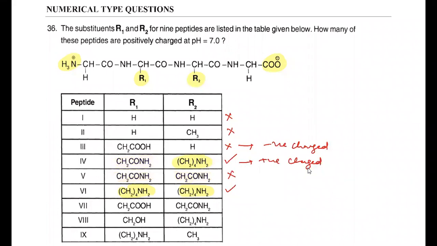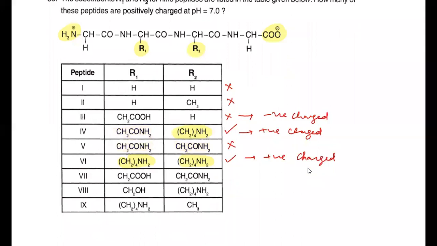Is that clear? So this will be positively charged. Next case, if you see, it is a carboxylic acid group, so it will again be negatively charged. Next group, one alcohol and another group is amine. So it is again basic side. So it will be positively charged.